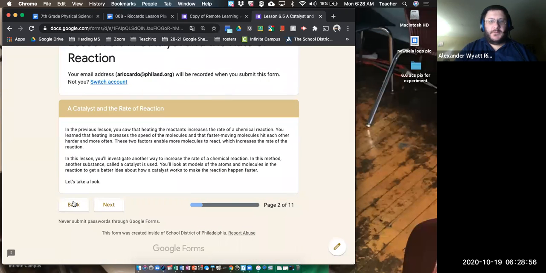Previous lesson, you saw that heating the reactants increased the rate of reaction. You learned that the heating increases the speed of the molecules and that the fast-moving molecules hit each other harder and more often. These two factors enable more molecules to react, which increases the rate of the reaction. So by heating it up, you can make it go faster. In this lesson, you'll investigate another way to increase the rate of a chemical reaction. In this method, another substance called a catalyst is used. You'll look at models of the atoms and molecules in the reaction to get a better idea of how a catalyst works to make a reaction happen faster.